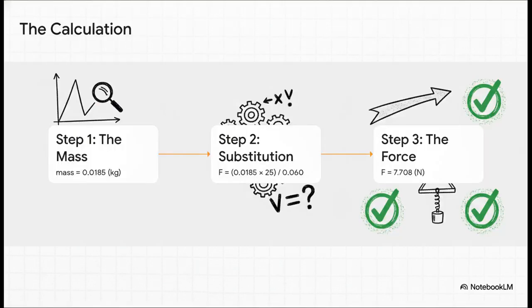Let's walk through it. Your first mark is for correctly identifying the mass from the data they gave you, which is 0.0185 kilograms. The second mark comes from substituting that and the other numbers into the right equation. That's force equals the change in momentum over time. And finally, the third mark is for getting the calculation right, which gives you a final answer of 7.708 newtons.